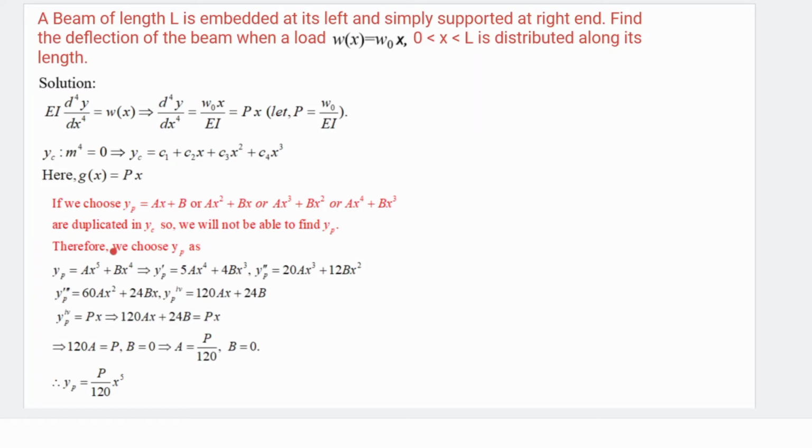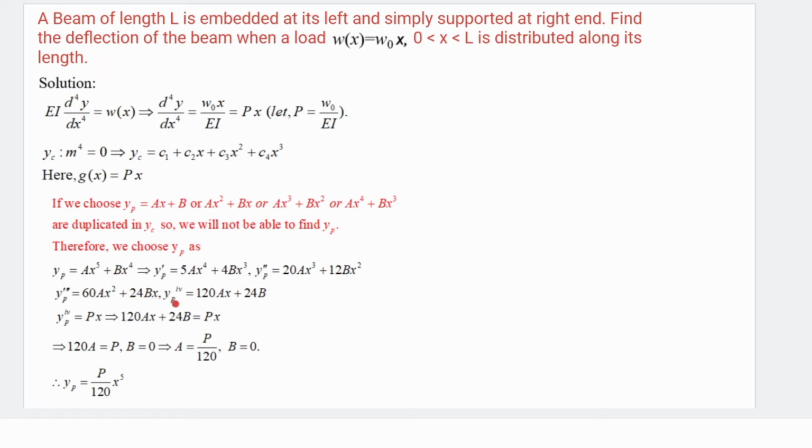In this case, there is no duplication with the YC. So now we find the first derivative, y prime p, that is 5Ax to the power 4 plus 4Bx cubed. So the second derivative is 20Ax cubed plus 12Bx squared. Since our equation is fourth order, we have to find the fourth derivative. So the third derivative, we get 60Ax squared plus 24Bx.